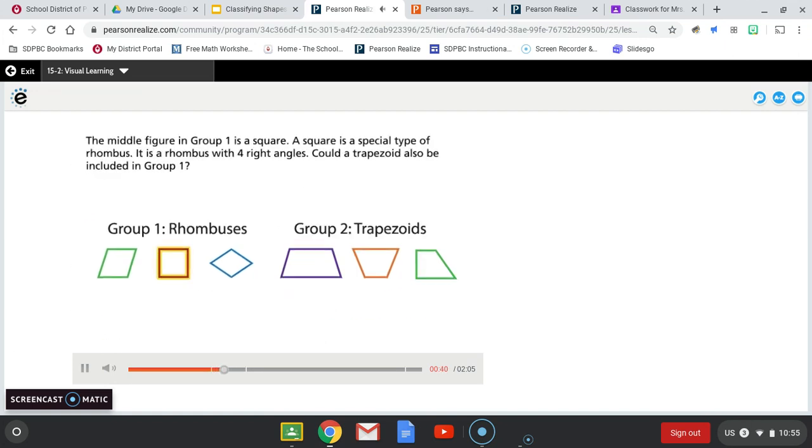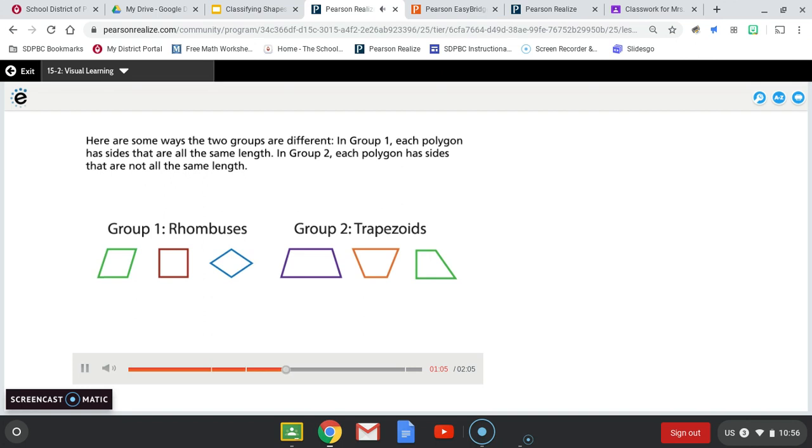The middle figure in Group 1 is a square. A square is a special type of rhombus. It is a rhombus with four right angles. Could a trapezoid also be included in Group 1? A trapezoid cannot be included in Group 1 because a trapezoid only has one set of parallel sides, whereas rhombuses have two sets of parallel sides. No, a trapezoid has just one pair of sides that never cross. A rhombus is a parallelogram, and a parallelogram has two pairs of sides that never cross.